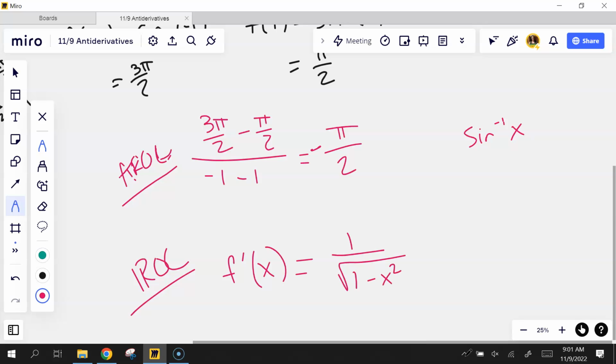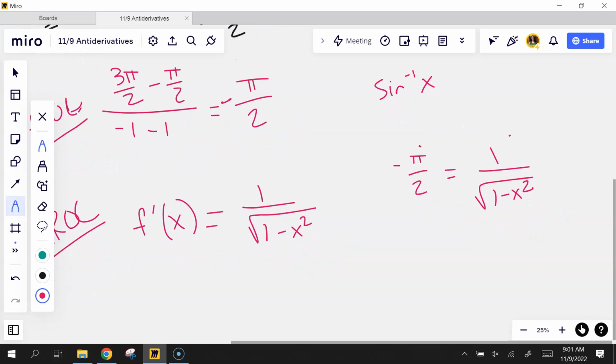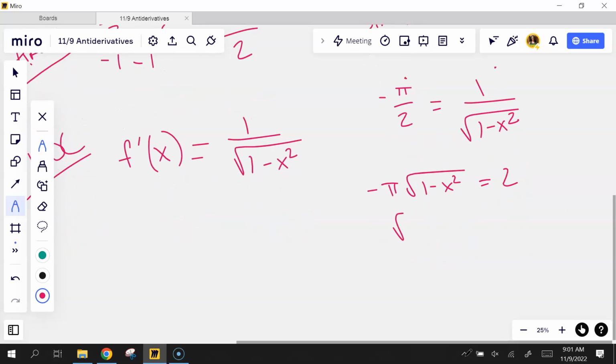So now where do those equal? So now we're back to algebra. Negative pi over 2 equals this where? AROC equals IROC where? That's all you're doing with MVT. AROC equals IROC and solve it. I'm probably going to cross multiply. Divide by negative pi and square both sides.